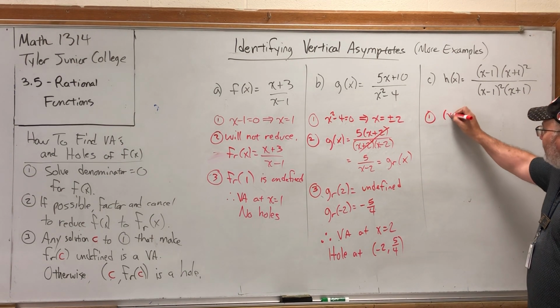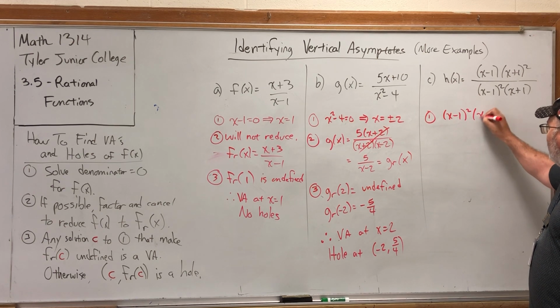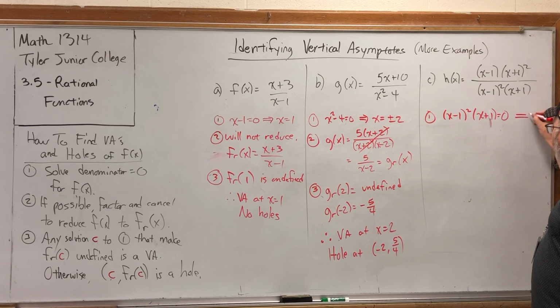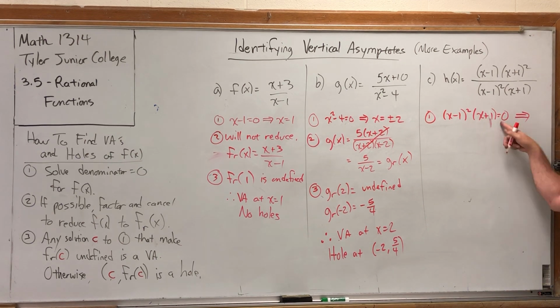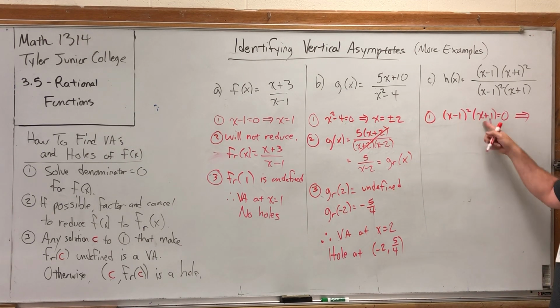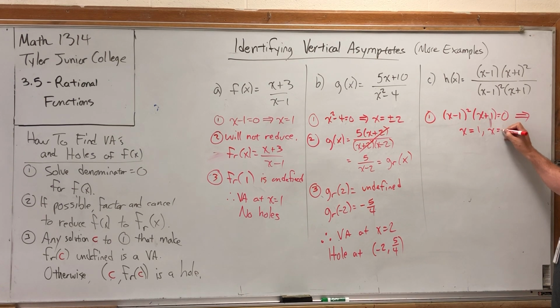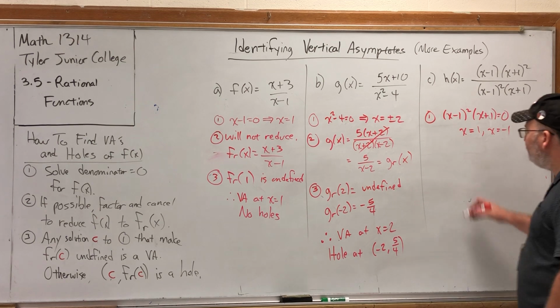Solving the denominator equal to 0 is actually pretty easy because it's already factored. And when you're solving something that is factored and equal to 0, you just have to put each individual factor equal to 0 and solve it. So we would get x is equal to 1, and x is equal to negative 1. So x equals plus or minus 1. Those are the numbers that can be vertical asymptotes or holes.